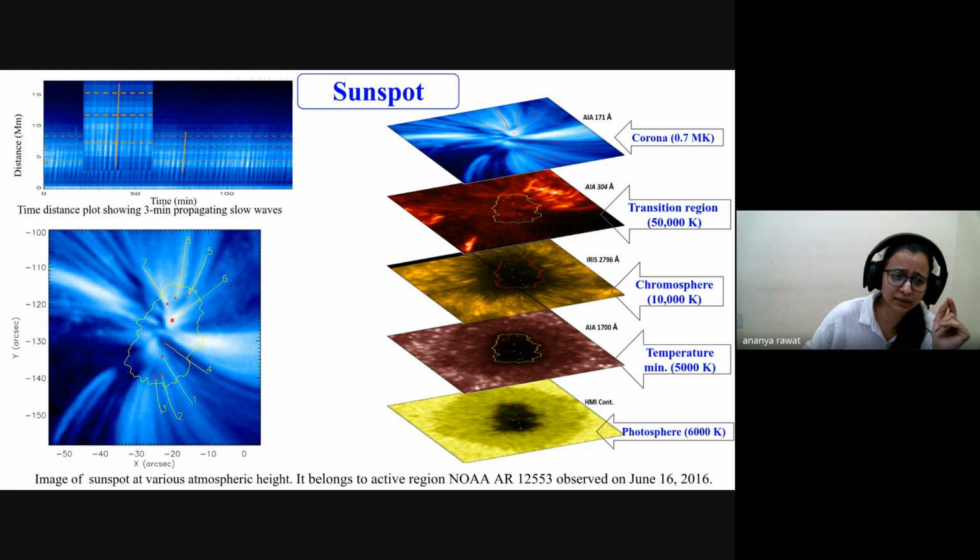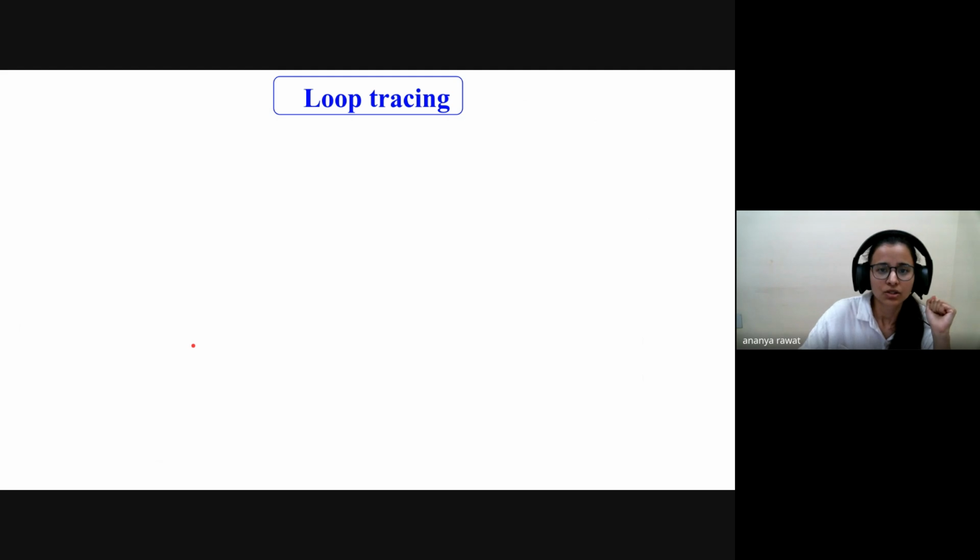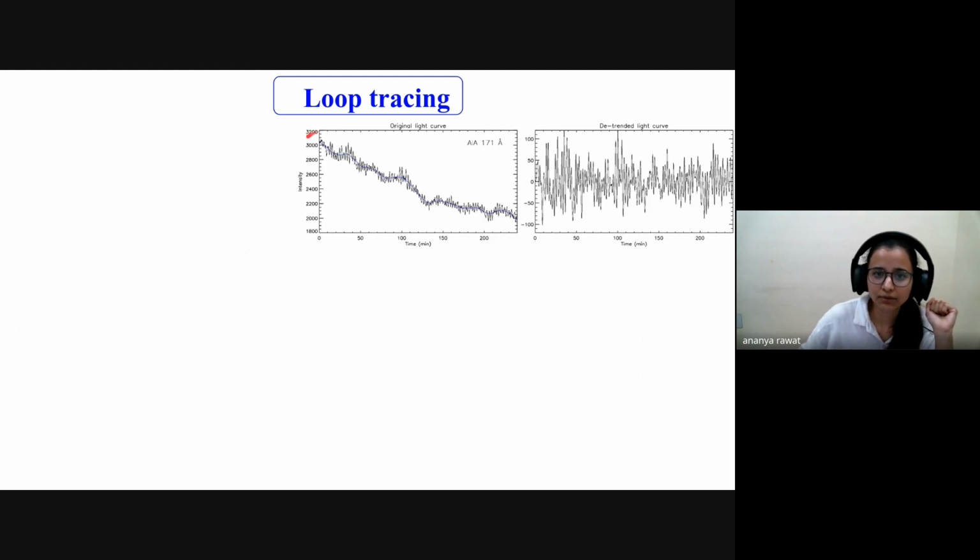We know where this loop in the corona is, and we can see it. This asterisk symbol represents the loop foot point in the corona. So basically this is the coronal foot point. From here we will determine the light curve at this location, and then we will use this 5x5 arc-second box in the lower atmosphere to detect the loop location in the lower atmosphere.